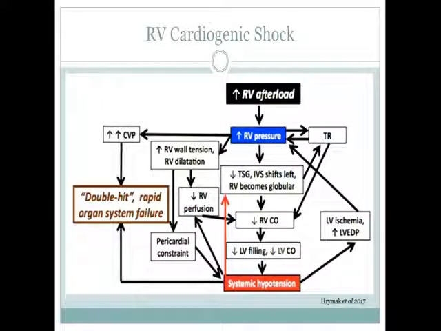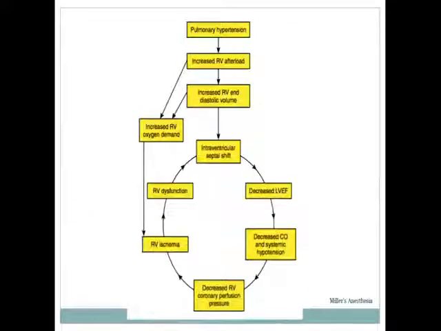And I won't belabor this point anymore because I think we've talked about it enough, but basically these are just diagrams of how dangerous right-sided ischemia and failure can be.